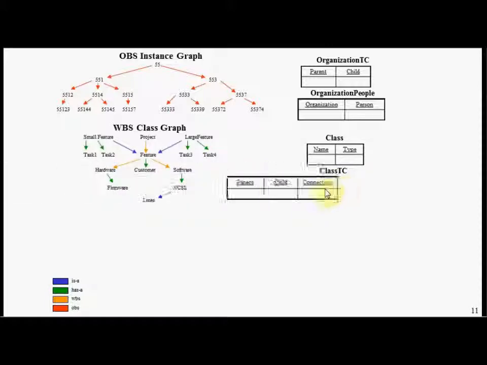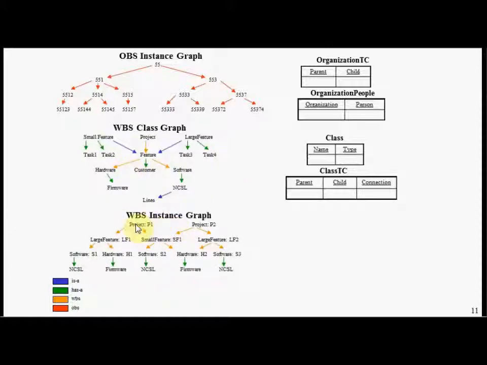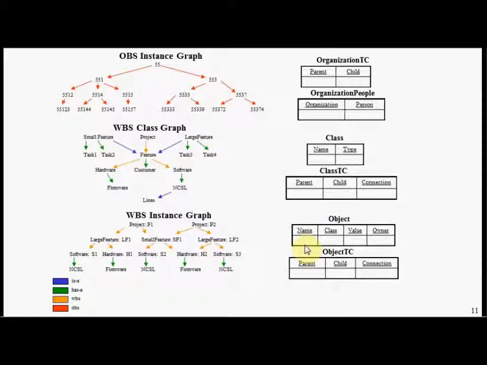We have a couple of tables associated with this graph, a class table representing the nodes here and a transitive closure table of this graph. And we have another graph here, a WBS instance graph, meaning that this represents an instance of this class graph. We have a couple of projects here, P1 and P2, broken down into small features and large features, broken down into software and hardware units. We have a number of properties associated with these entities down here. Okay, we have a couple of relational tables associated with this graph. We have an object table representing the nodes of this graph and a transitive closure table representing the transitive closure of this particular graph.